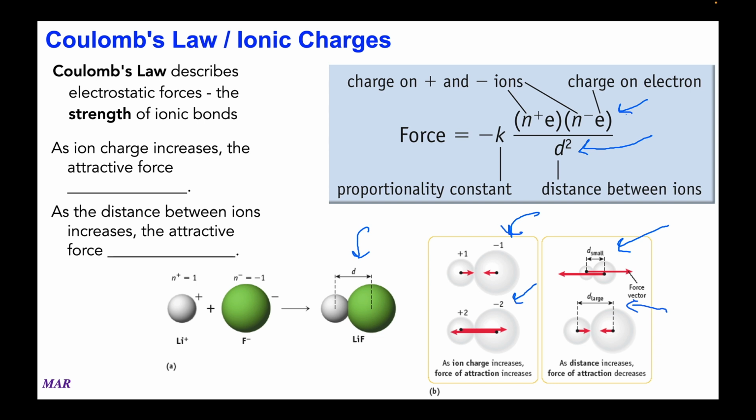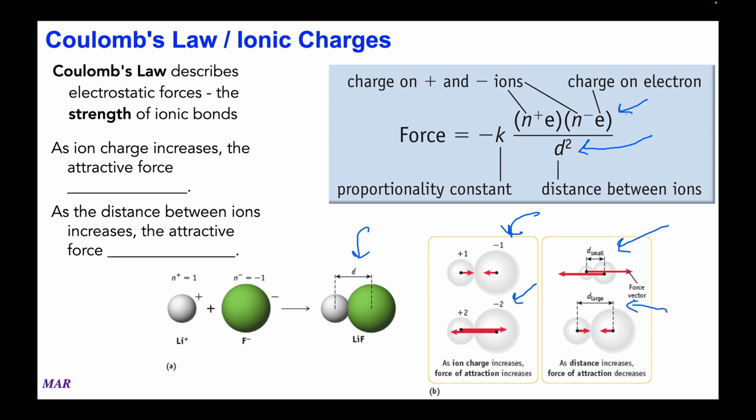The more charges you have, the stronger the force will be. On the other hand, as the distance between the ions gets smaller, the force gets bigger as well. So on the left-hand side there, we can start talking about this. Coulomb's law describes electrostatic forces, the strength between the positive and the negative parts of the ion. As the ion charges increase, your attractive force increases as well. All right? So the charges get bigger, the attractive force gets bigger, and you have a stronger bond. On the other hand, as the distance increases, your attractive force begins to decrease. So the distance is opposite.